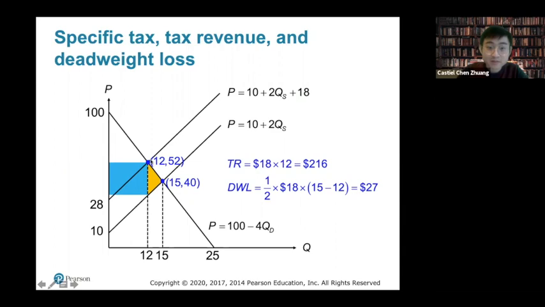It's 1/2 times the base. The base is 18. And the height is just the difference of the two quantities. It's 15 minus 12. So the height is 3. So you get a deadweight loss. So that's what the professor did in his lecture recording.